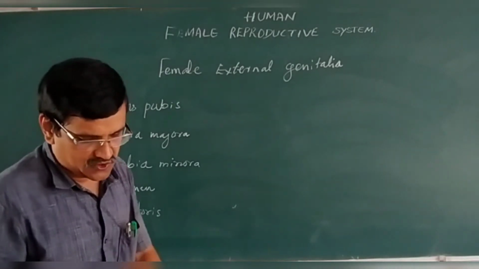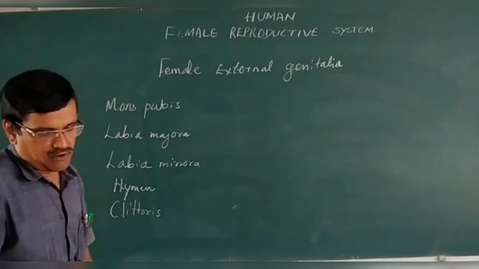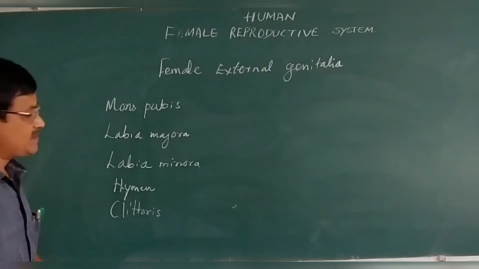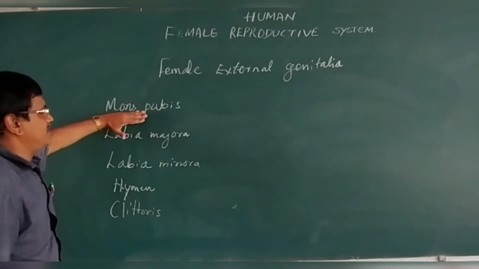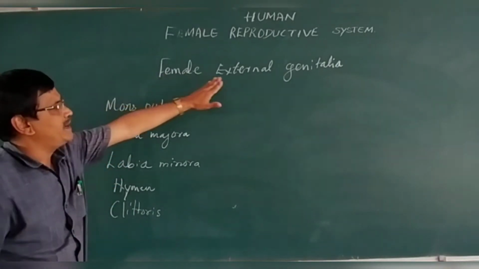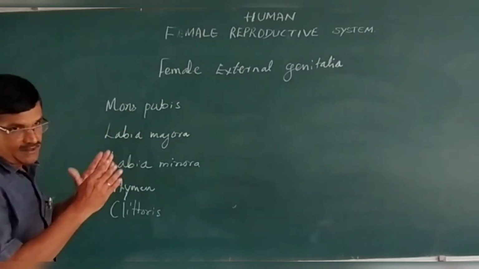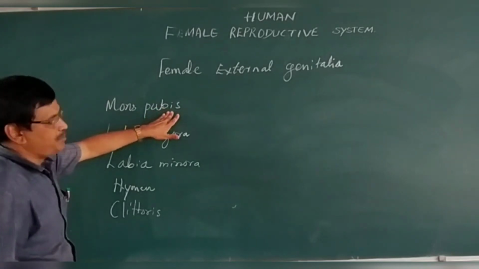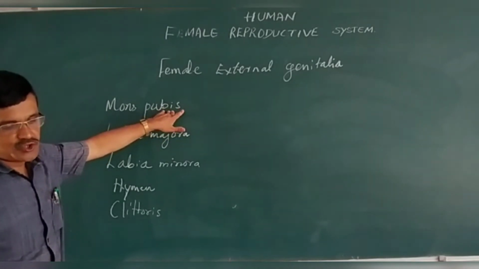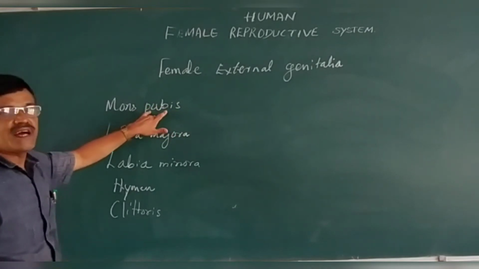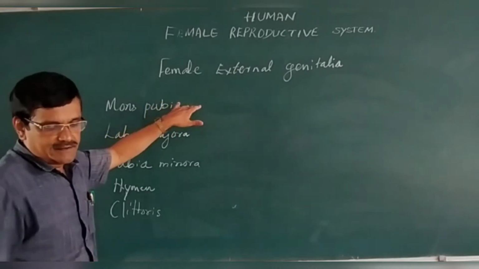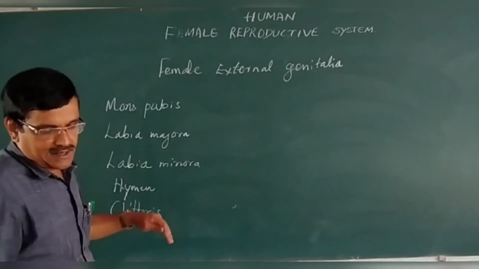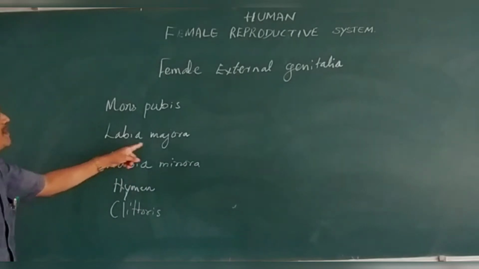The first part is the mons pubis. It is a cushion of fatty tissue with skin and pubic hair. It is the outermost portion of the female external genitalia. So mons pubis means it is a cushion of fatty tissue with skin and pubic hair. Then the next portion is the labia majora.